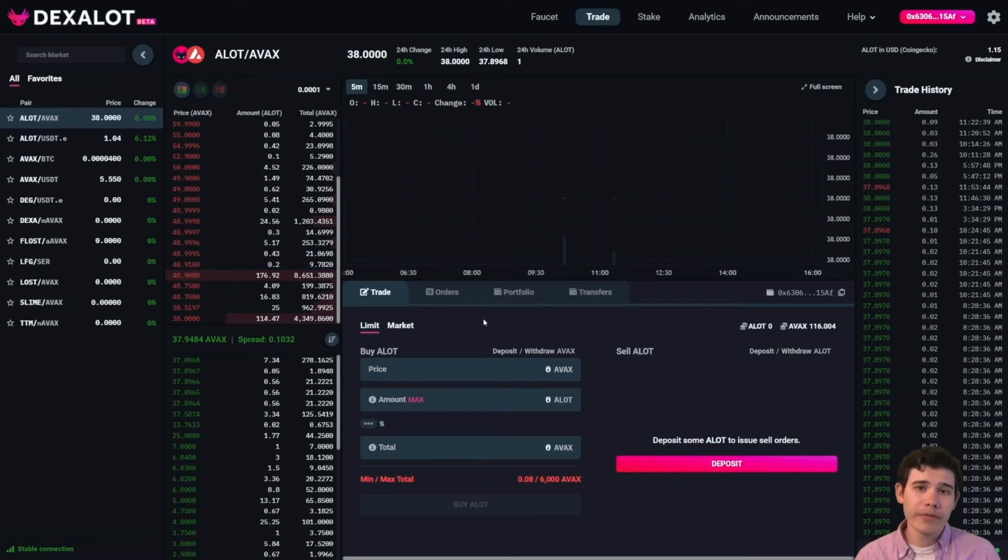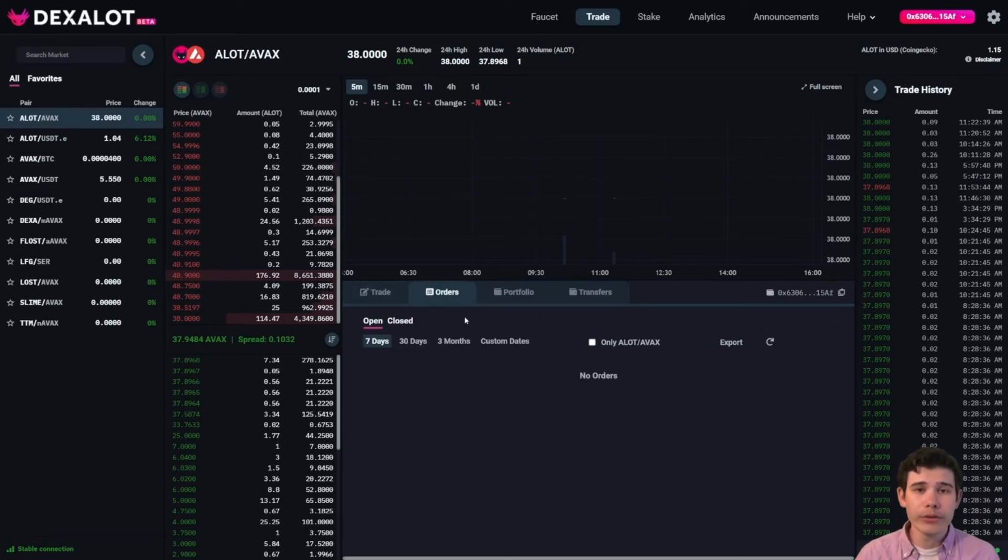The center bottom of the page, you have 4 tabs. Those are Trade, Orders, Portfolio, and Transfers. The Trade tab is where you can put in buy and sell orders. Orders is where you can see your open and closed orders, as well as inspect orders for more details.